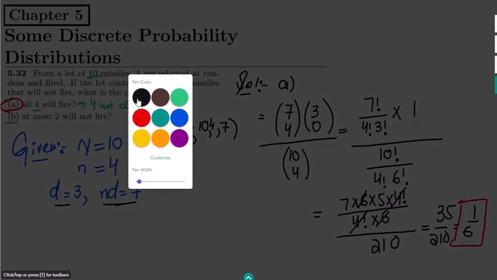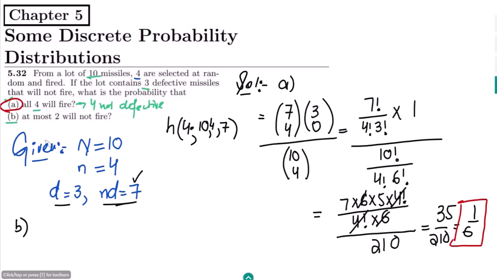Similarly, in part B, let me solve it here. In part B, I have to find that at most 2 will not fire. So I have to find the probability that the non-firing missiles are less than or equal to 2. Let me give it a value k equal to 0 up to 2. All of these values are included.